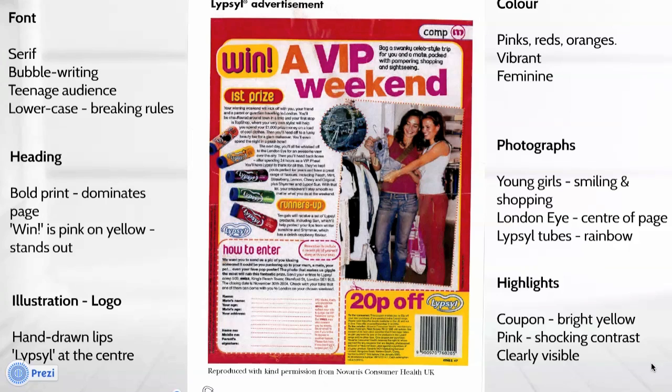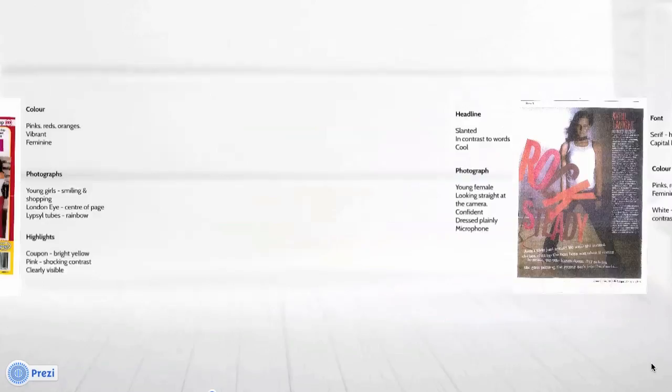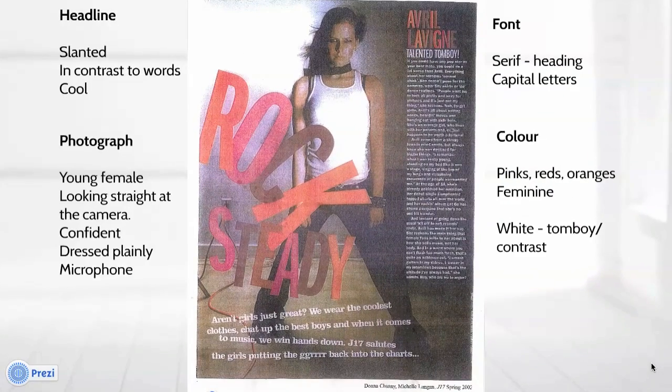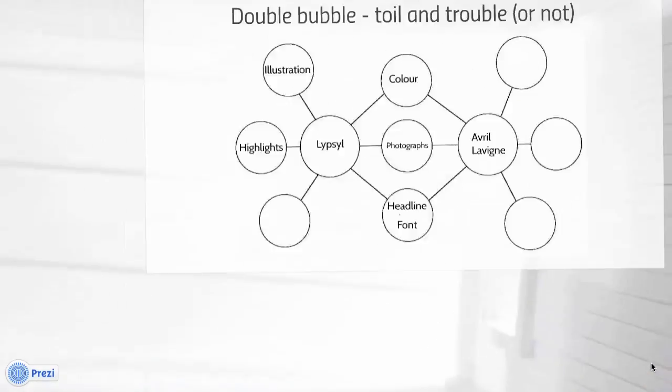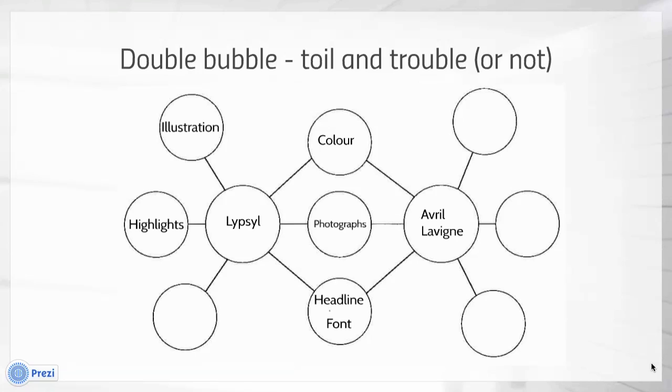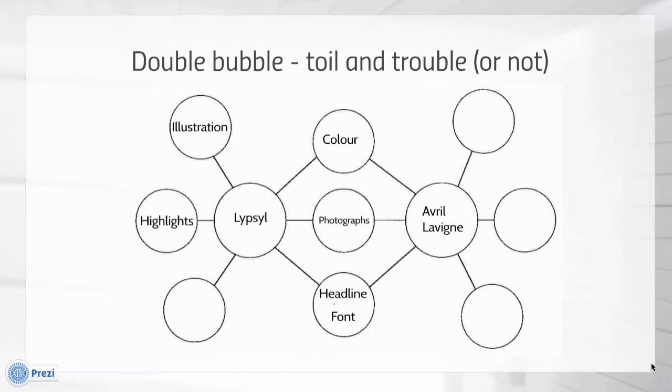So what we did last time was we went through all of the different devices that were shown on the Lipsol advert. We described those devices and we began to think about why the designers had used those devices on the particular advert. We thought about the target audience as well. We did that for the Lipsol advert and we also did that for the Avril Lavigne advert. We discussed using a double bubble for your planning so that you could visually see which devices were used on both, and those would be the devices that you would compare in your answer.